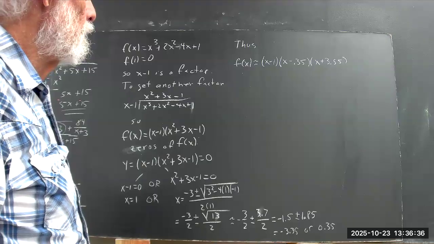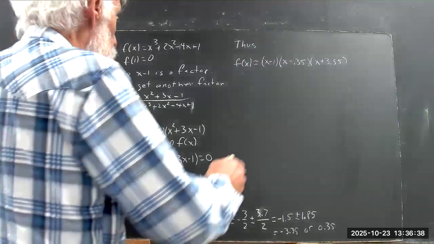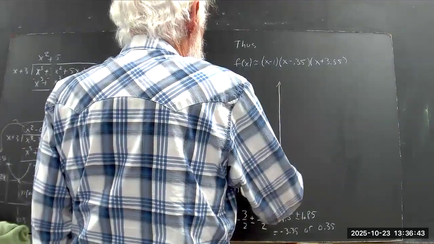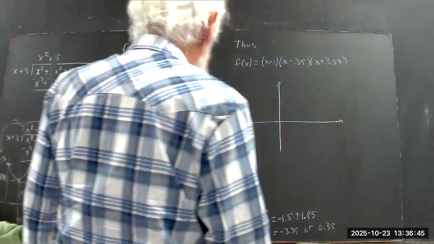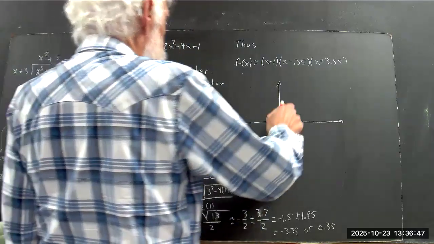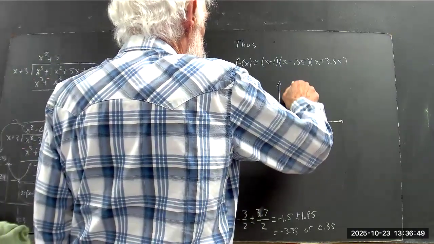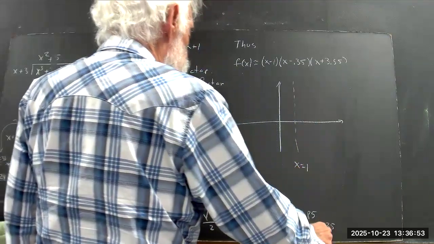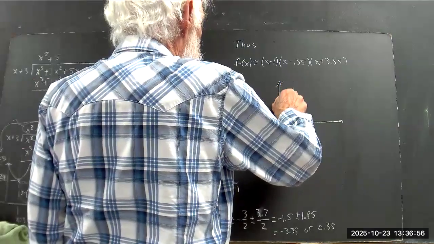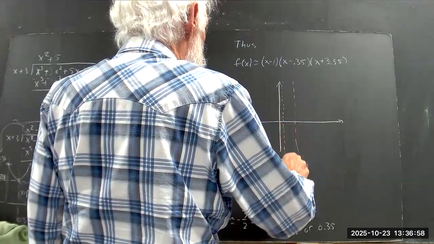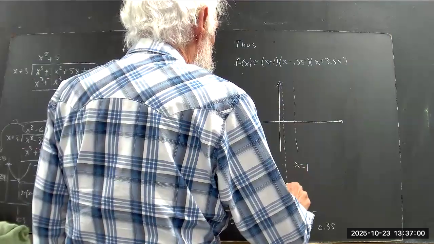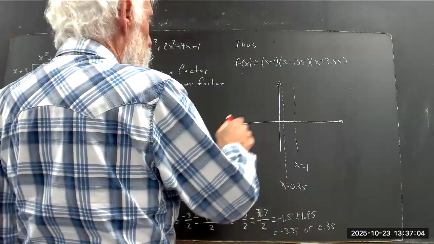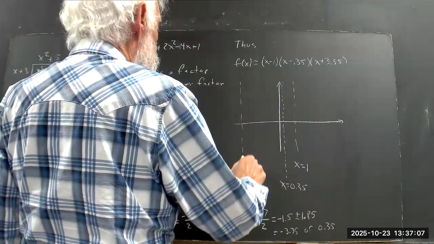The graph. We've already figured what the zeros are. They're at x equals 1, x equals 0.35, and x equals negative 3.35.